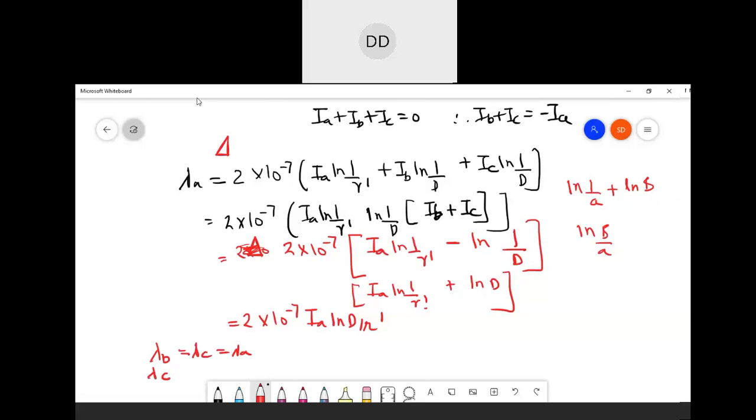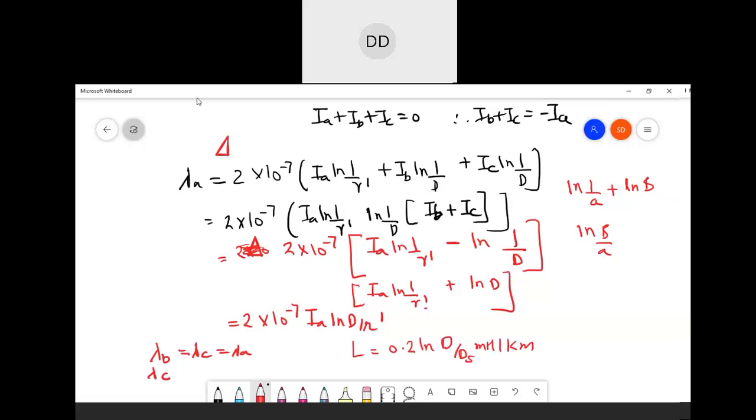You can add all these flux linkages and get this particular value, wherein your total inductance would be equal to 0.2 ln of d by Ds millihenry per kilometer.